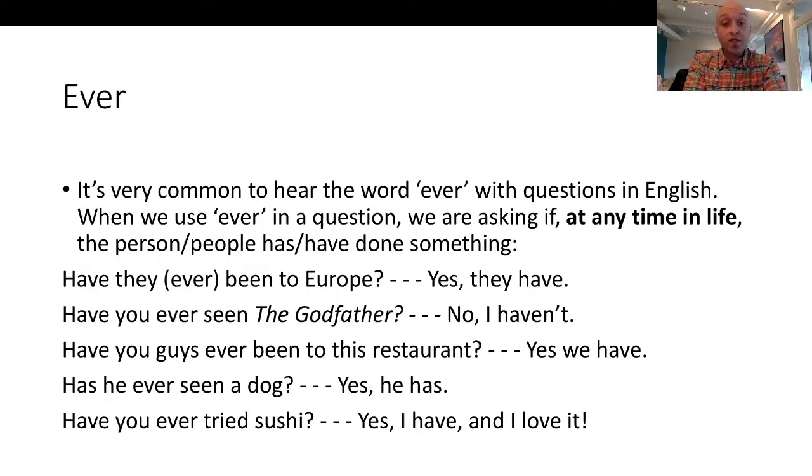Have you guys ever been to this restaurant? When I say that, I'm not necessarily just talking about men. In American English, we say you guys to just talk about a group. And so it's not specific to a gender. Hey, have you guys ever been to this restaurant? Oh yeah, we have. It's really good.